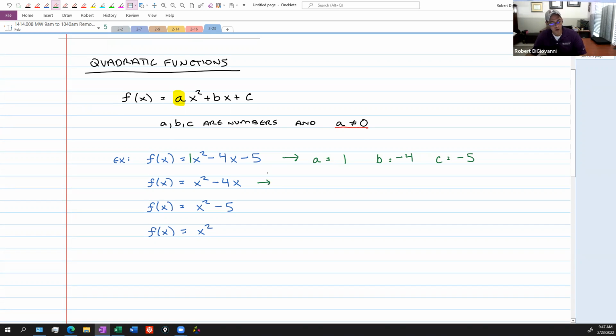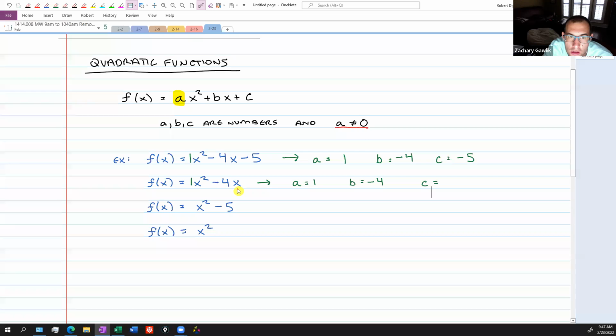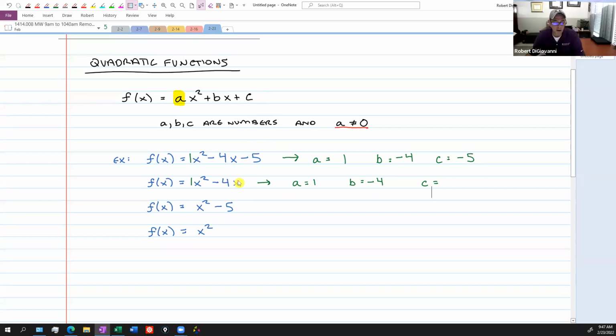On the next one, the number in front of x squared is 1, so a is 1. The b here is the number in front of x, which is -4. And what about c on the second one? 0, because there is no c. There is no number there. So you have to imagine that there's really like a plus nothing there.